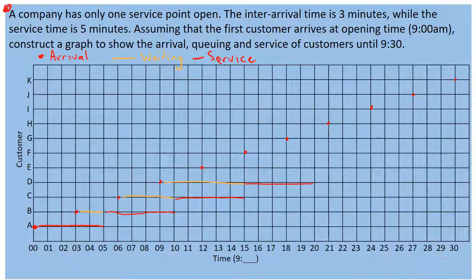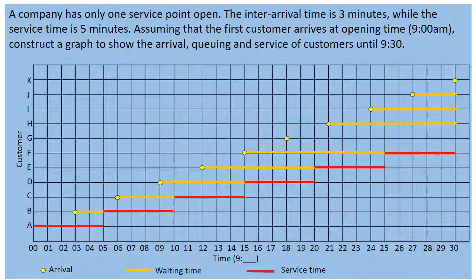Customer E is waiting in line, and you can see that they're waiting in line a fair amount of time now, and then we're going to show them being served. Then customer F is waiting in line, and then they are being served. And these people are still waiting in line. So here's one we prepared earlier.